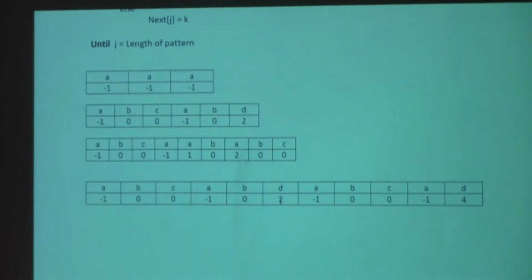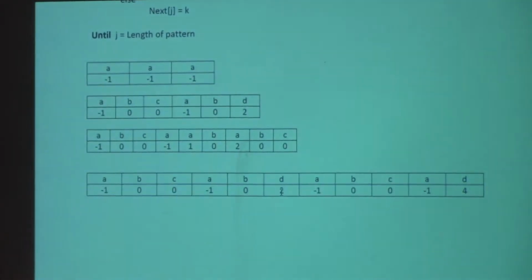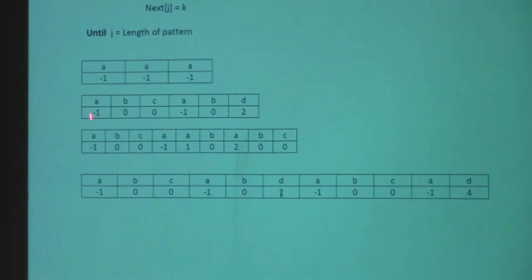Now let's take a look at this one, because we know that since the next table is generated like this, we generate this and this before we ever look at the character C, which means that the next table for AB will be -1, 0. Actually, let's look at ABC, shall we? If we look at ABC, what's the next table? -1, 0, 0.